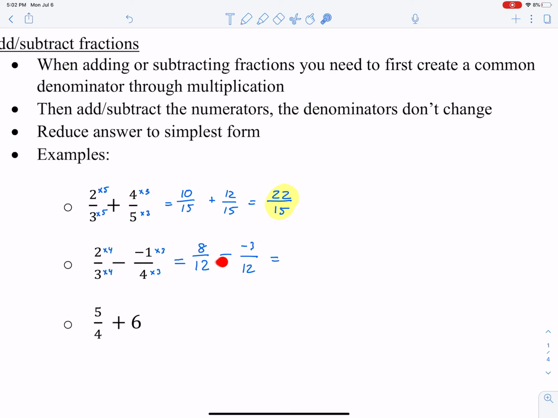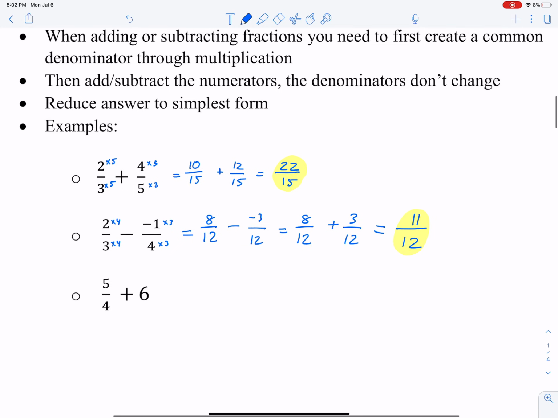Here we have a double negative, negative, negative. Whenever you have a double negative, it ends up turning into a positive. So this is actually 8 over 12 plus 3 over 12. And so we know our final answer is going to be over 12. So then we just need to add up 8 plus 3, and we get 11 over 12. Okay.